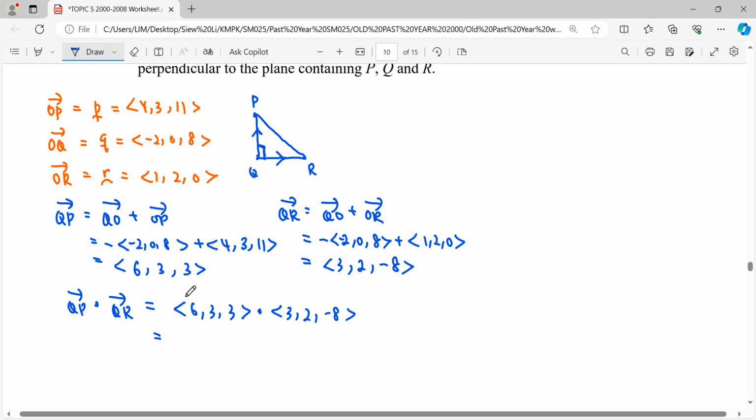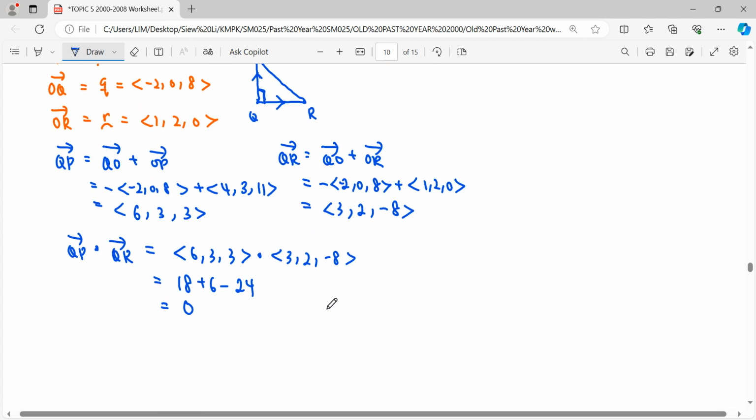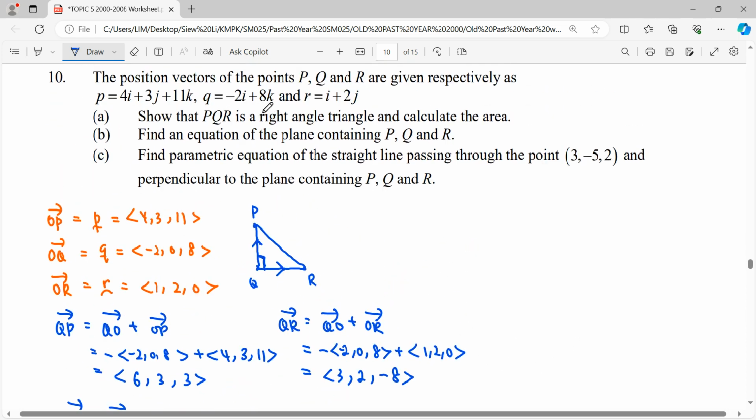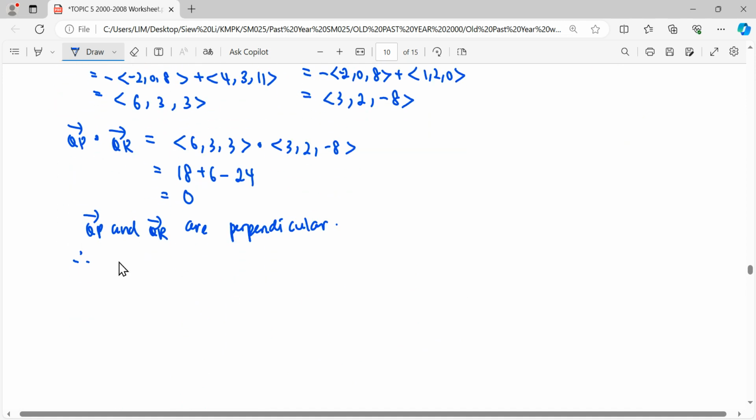So to do this dot product, x times x, 18, y times y, positive 6, and then z times z. So we get 0, which means that QP and QR are perpendicular. Therefore, we write back the conclusion that we can show that PQR is a right angle triangle.